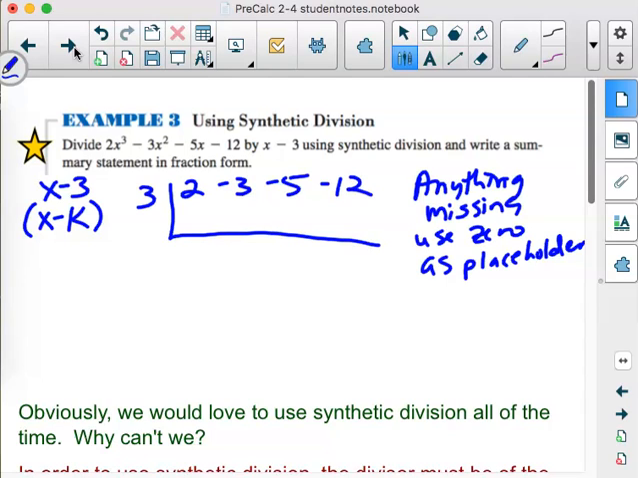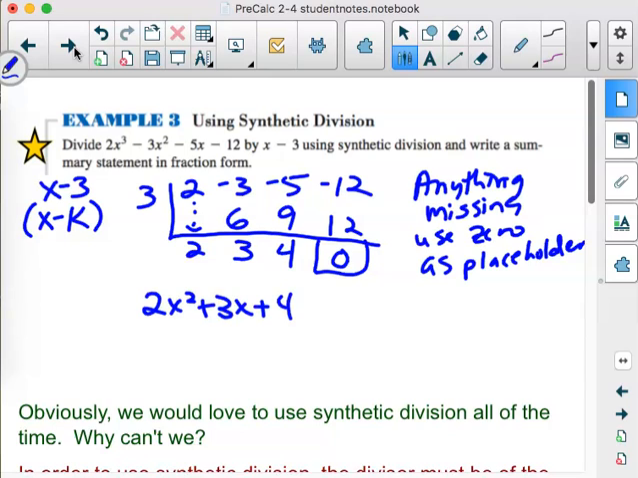And I already did this on the other page, but we'll go ahead and do it again so that you can get some repetition at this. Bring down the 2, the leading coefficient. Outside the box, multiply, and write your answer inside the box. Inside the box, add. Outside the box, multiply. Inside the box, add. Outside the box, multiply. Inside the box, add. And like it said, you'd write your summary statement in fraction form. So you start over here, constant remainder x squared, 2x squared plus 3x plus 4. And this one did not have a remainder, so I don't need to write anything behind it. It's 2x squared plus 3x plus 4. That is our answer.